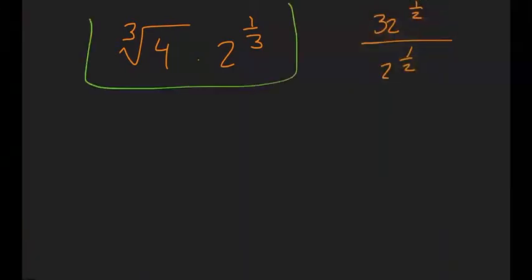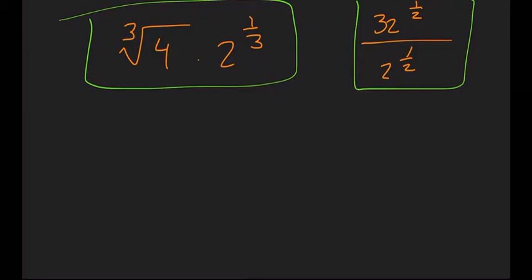So how could we simplify this completely without a calculator? How can we simplify this completely without a calculator? And again, simplifying completely, meaning that we don't have any exponent left when we're done with it.